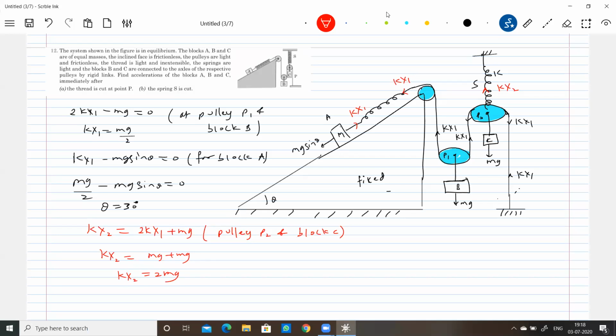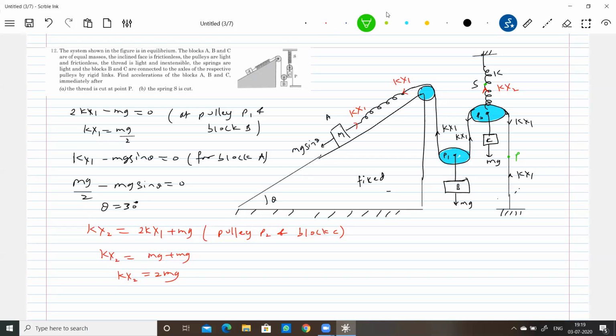Okay, let's come to the thread being cut at point P. Where is the point P? I'm bringing it here. There's a point P and there's a point S where I'm going to cut the string. If I cut the string at point P, what conditions will arise? What will happen to this particular string? It will become loose, no? The string will become loose. What will happen to the spring force here?